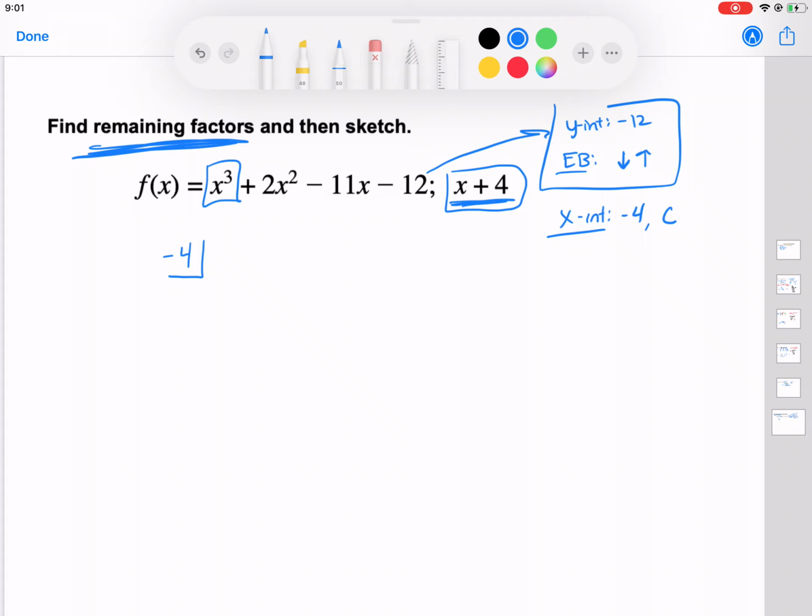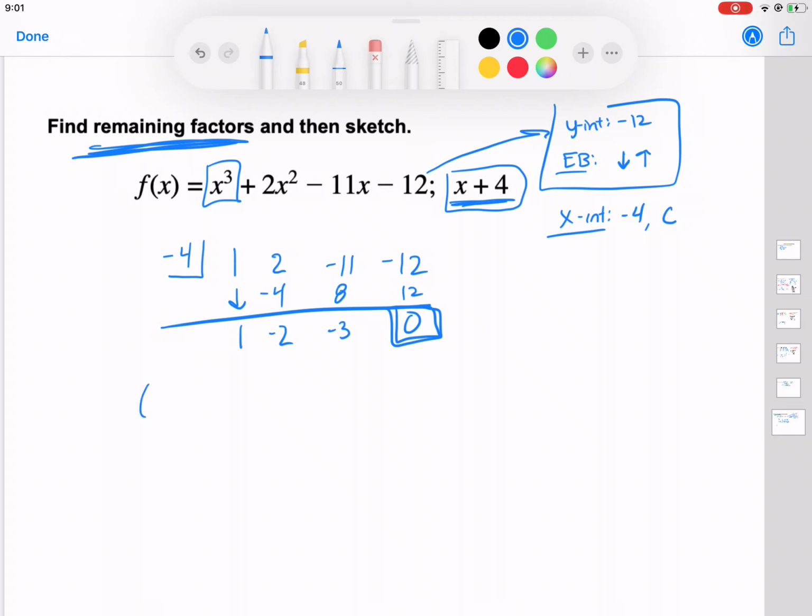So let's put our 1, our 2, our negative 11, negative 12, and do synthetic. So drop down the 1. 1 times negative 4 is negative 4. Get negative 2. That's 8. This is negative 3, and this is 12, and 0. This should end up being 0, or else you did something wrong. There should not be a remainder.